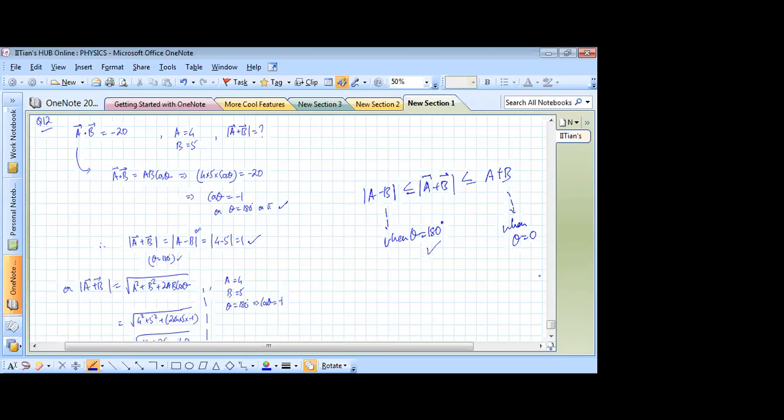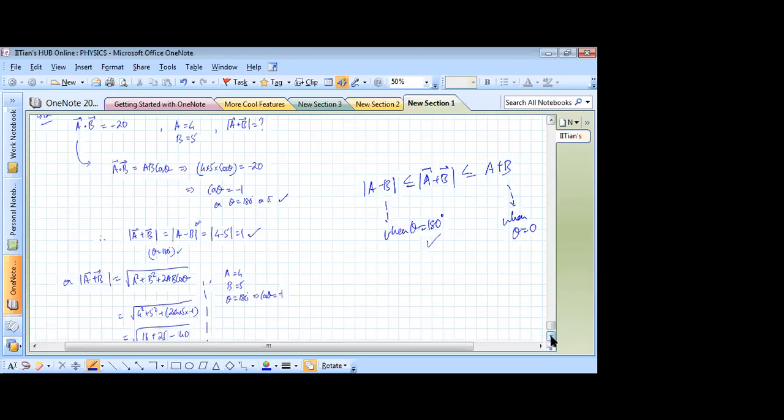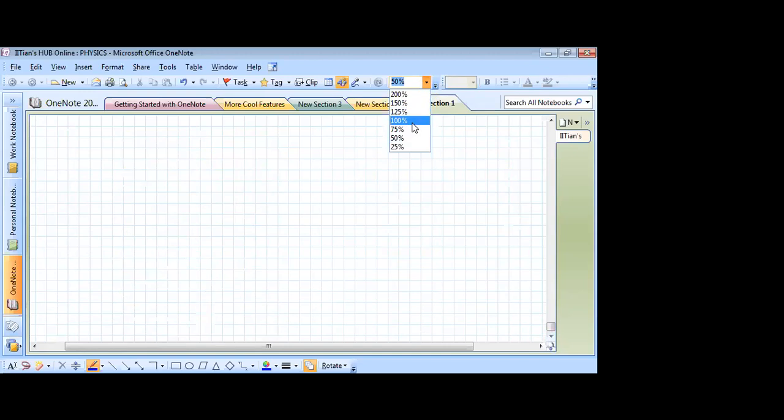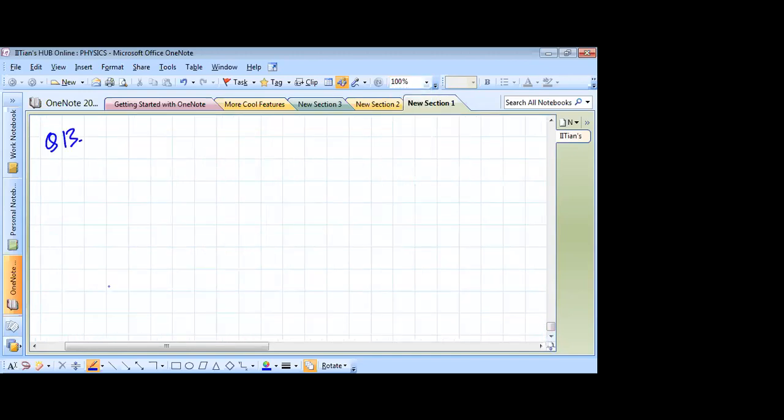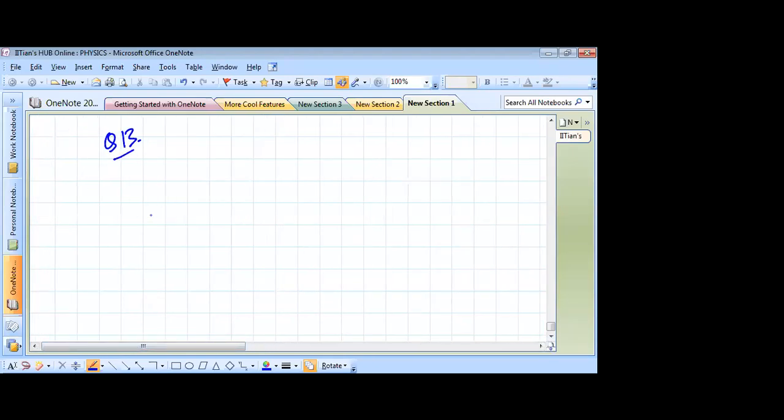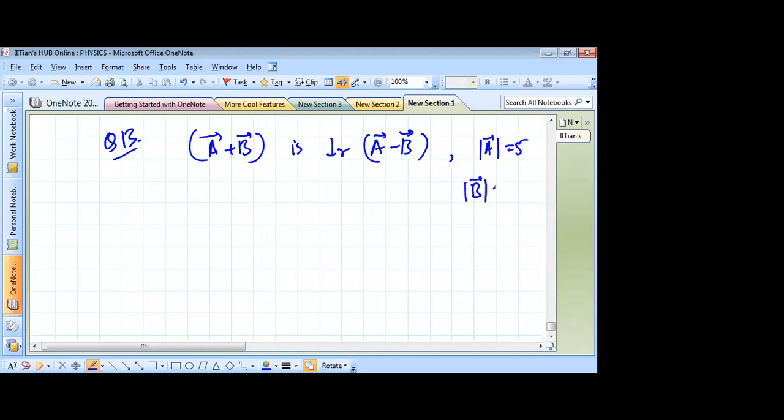Next, move on to the 13th question. So in question 13, it is given to us that A plus B is perpendicular to A minus B. And it is given to us that mod A is equal to 5. So we have to find how much mod B is.